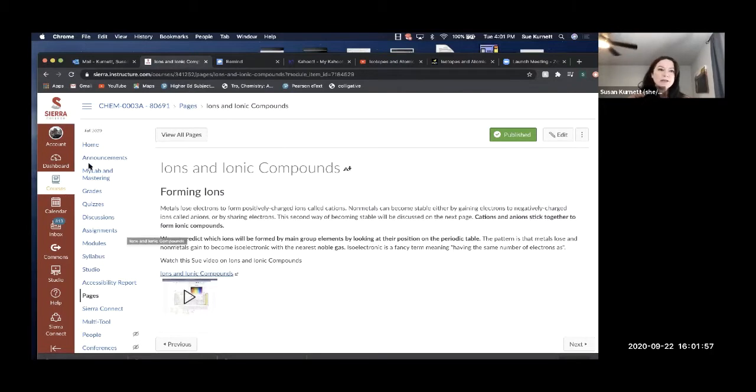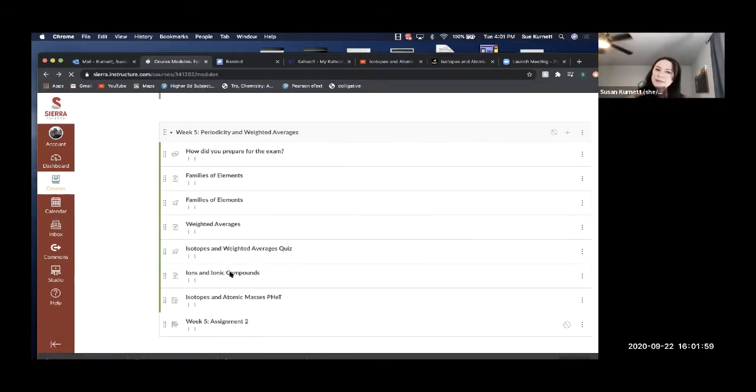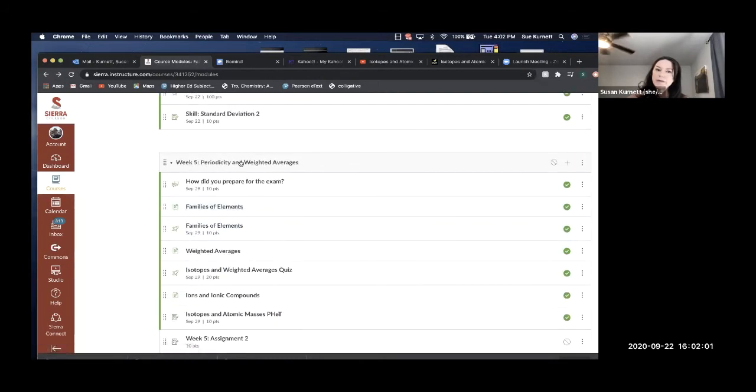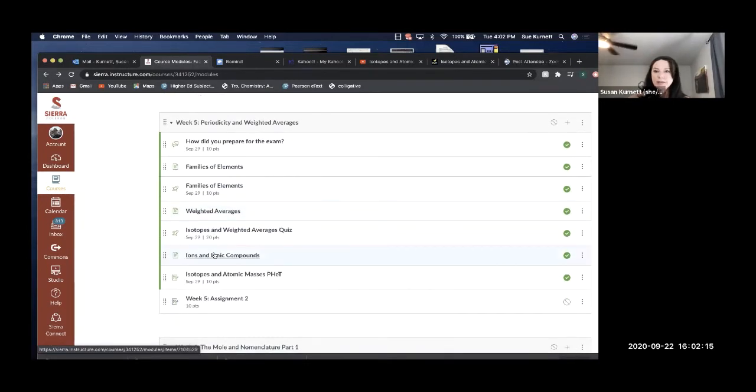So just so that you know, tomorrow is week 5. Week 5 covers 2 sections in the book, which doesn't sound like much, 2.7 and 2.8. But there's 3 content pages: families of elements, weighted averages, ions and ionic compounds. I intend to spend each Zoom this week talking about ions and ionic compounds because it's just a thing that takes practice. And the more you try the problems and then see them worked out, the quicker you'll learn how to do that.